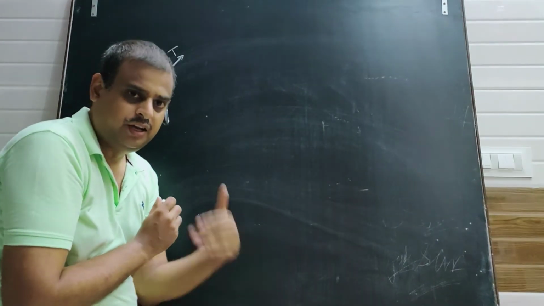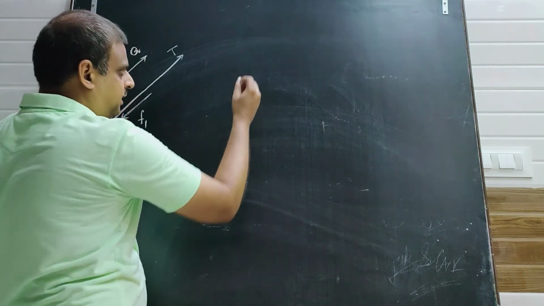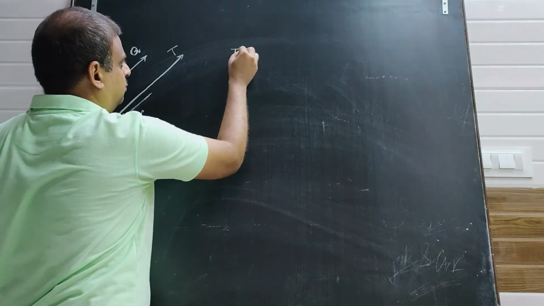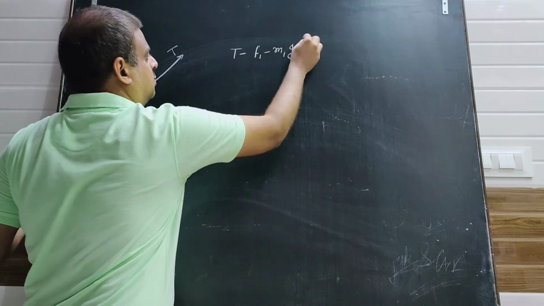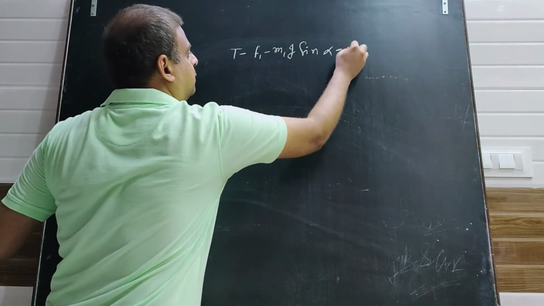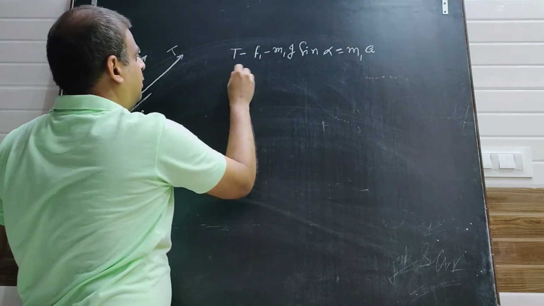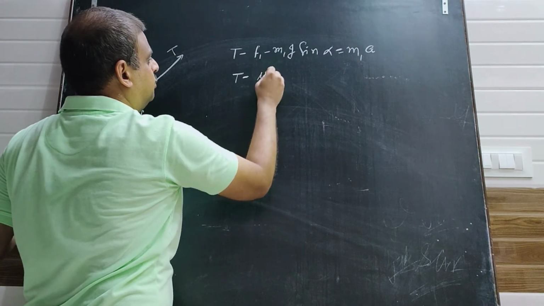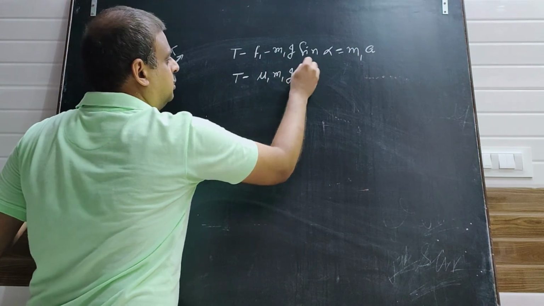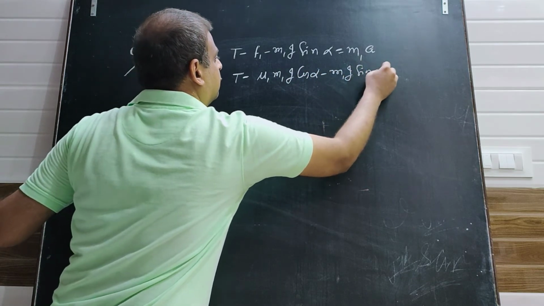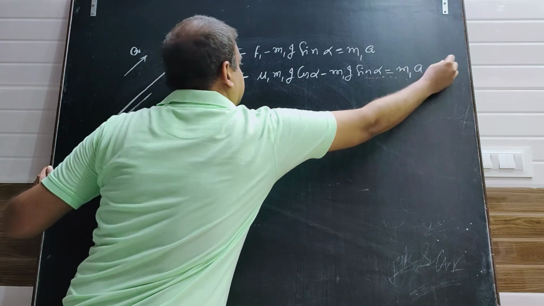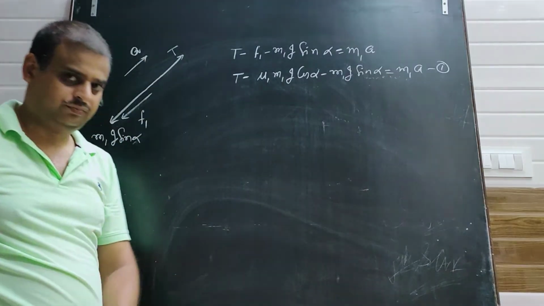Apply the formula. Net force is equal to mass into acceleration. So this will be equal to T minus F1 minus m1g sin alpha is equal to m1a, where F1 is mu1 m1g cos alpha, and so this is equation number 1.